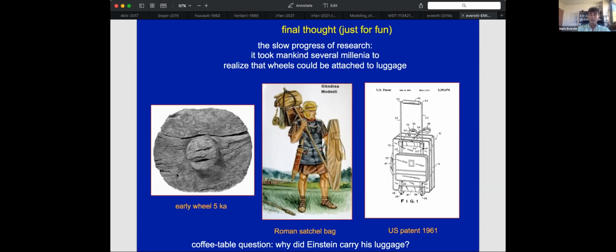But a simple idea, 1 + 1, why didn't Einstein use luggage wheels? Okay, so that's my question for you guys to contemplate as I finish my talk. Thank you very much for your attention, and I'll take questions if you have any at this point.